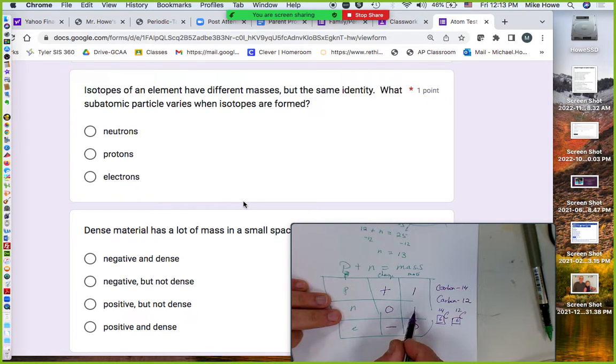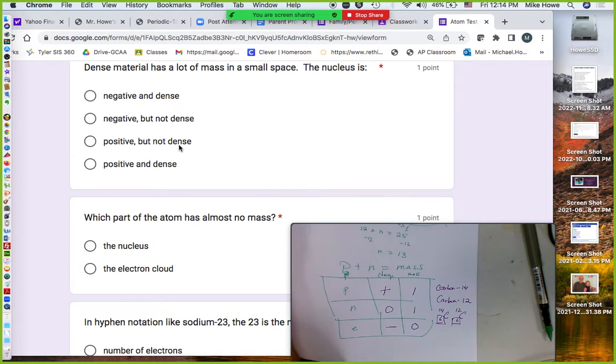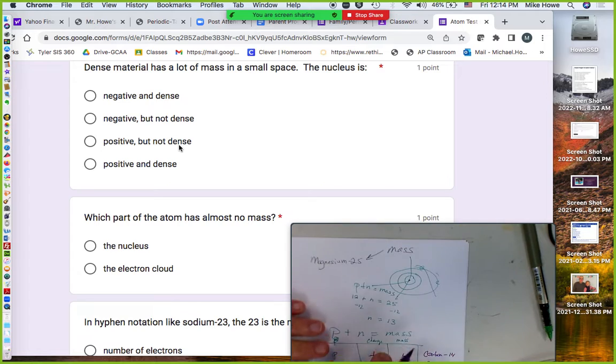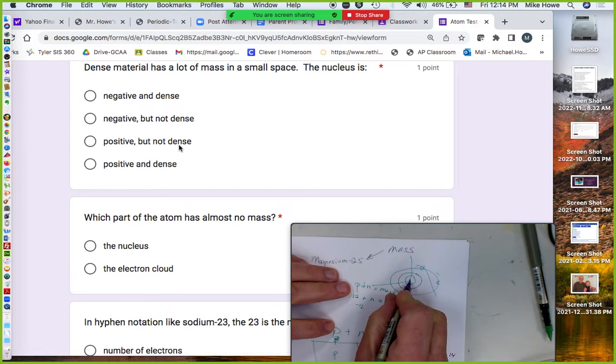Well, the neutron has mass and the proton has mass. The protons are the same, so it's the neutrons that change. So that's neutron. All right, dense material has a lot of mass in a small space. So all the mass is in this little bitty space. So the nucleus is dense.